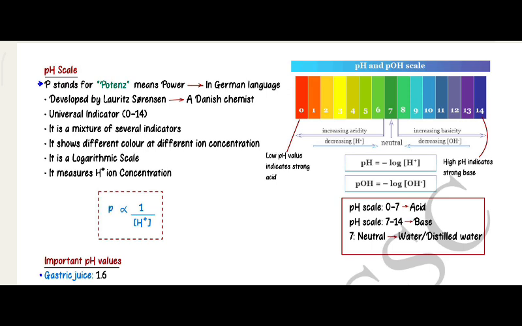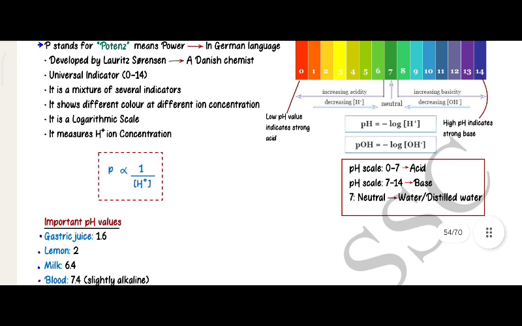pH and pOH scale. A low pH value indicates strong acid. From 7 to the left side, acidity increases and H plus decreases; the middle is neutral; from 7 to the right side, basicity increases and H plus decreases towards the left for OH minus, and a high pH of 14 indicates strong base. pH is equal to minus log H plus. pOH is equal to minus log OH minus.